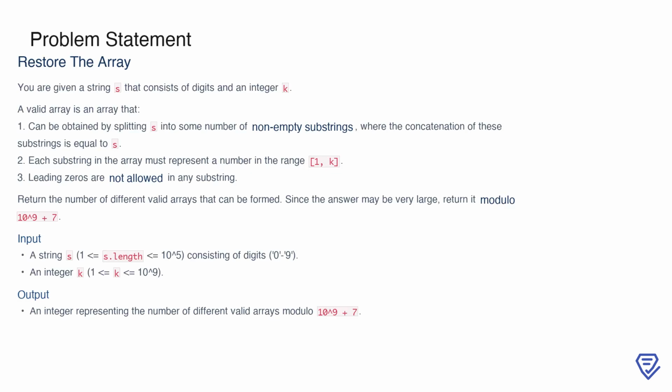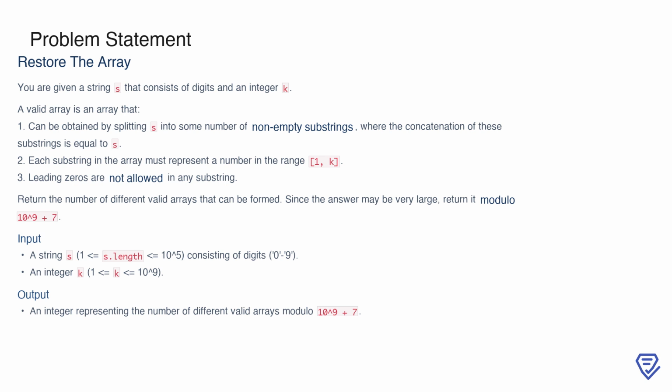In this problem, you are given a string s, which contains only digits, and an integer k. The goal is to determine the number of valid arrays you can form by splitting the string s into non-empty substrings. These substrings must meet a few criteria. First, when concatenated, they should reconstruct the original string s. Second, each substring must represent a number that falls within the range from 1 to k, inclusive. Third, no substring can have leading zeros. This means substrings like 01 or 0001 are not allowed.